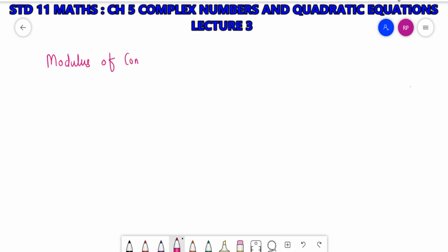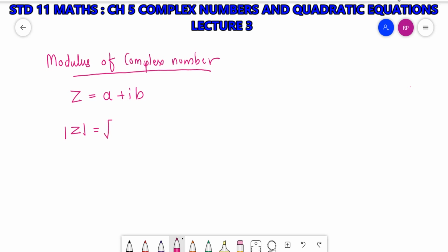Modulus of complex number. Okay, now see, if z is equal to a plus ib, then modulus of z, that gives the magnitude of this complex number, that will be equal to under root of a square plus b square.